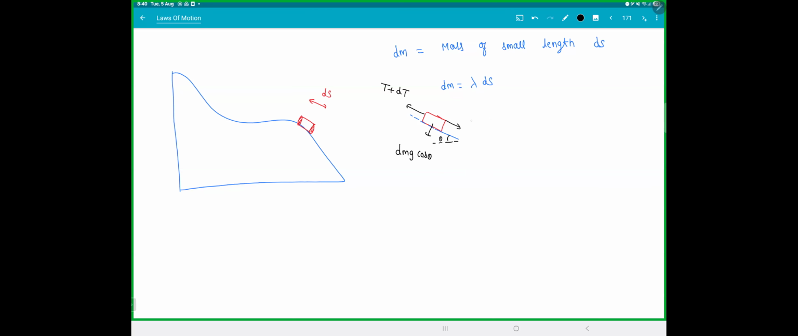Patience, Ray. Have some patience. This will be dm g sine theta.